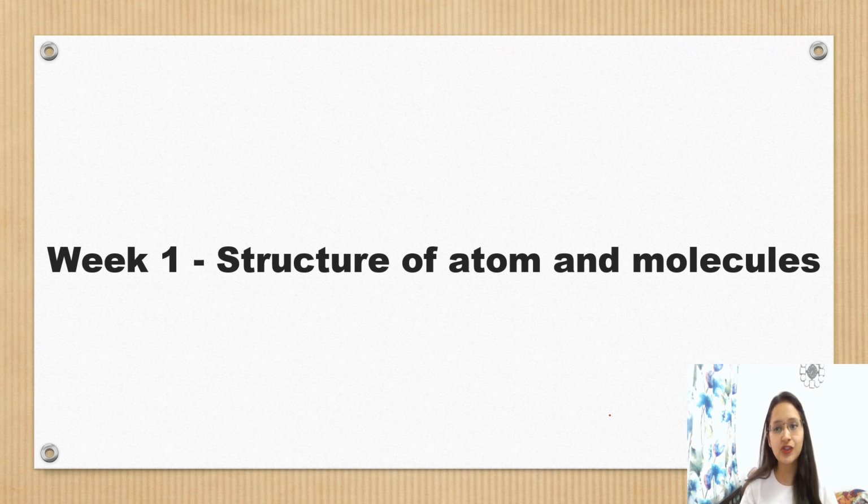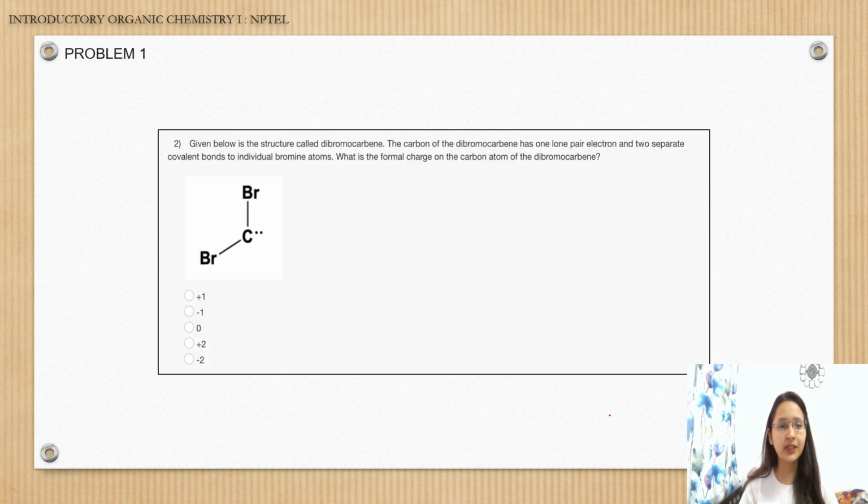The week one syllabus is the structure of atoms and molecules, and here you will also get to know about the molecular orbital theory, hybridization, and resonating structures, and how you are going to assign them. These are the topics which we are covering in this lecture. So, am I audible, right?